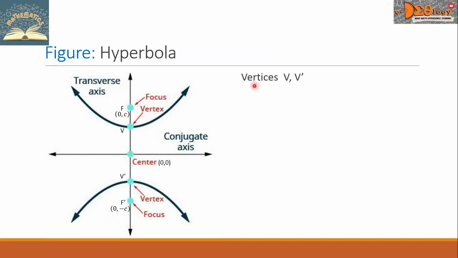Let us now plot the vertices. This is the first vertex, denoted by V, while this is the second vertex, denoted by V prime. The line segment connecting the vertices is of length 2a. So we can assign the coordinates of each vertex to be (0, a) and (0, negative a), respectively.